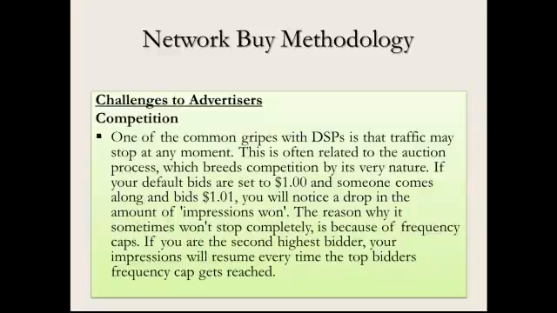Here is one of the gripes of DSPs in regard to competition, is that traffic may stop at any moment. This is often related to the auction process, which breeds competition in its very nature. You know, a lot of people are familiar with how prices have been driven up on Google. If your default bids are set to $1 and someone comes along and bids $1.01, you will notice a drop in your amount of impressions won. The reason why it sometimes won't stop completely is because of frequency caps. If you are the second highest bidder, your impressions will resume every time the top bidder hits their frequency cap.